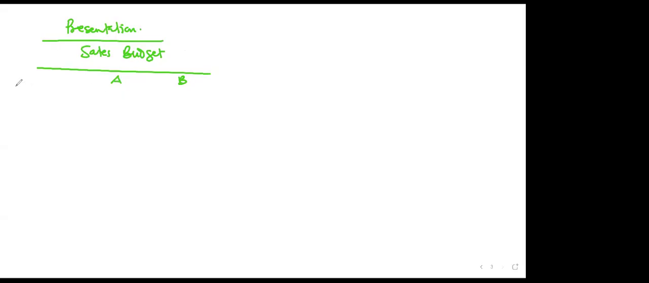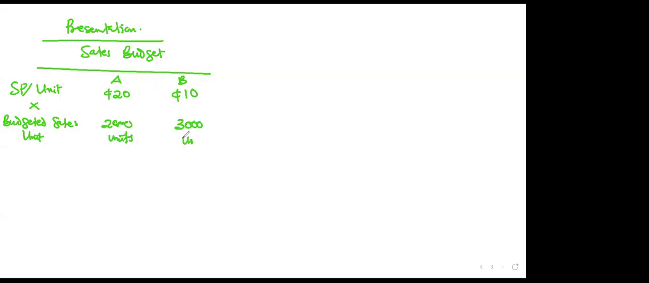Then you take the selling price per unit. You ask yourself, what selling price do they intend to charge? Let's assume when we read the question, the selling price per unit is 20 for A and 10 for B. Then you multiply this by the budgeted sales units, that is, how many units they are budgeting. Maybe 2,000 units here, and 3,000 units here.